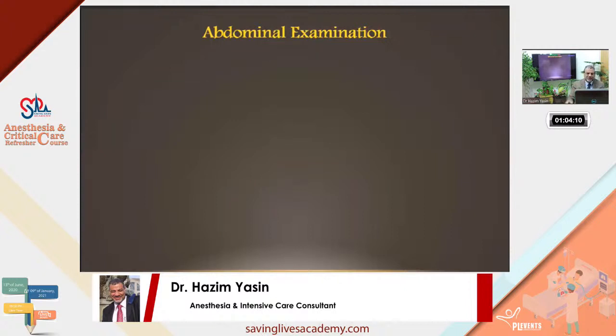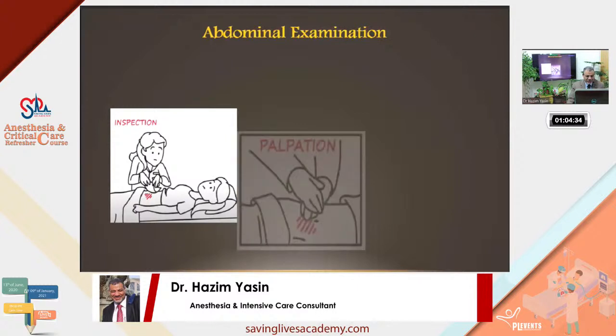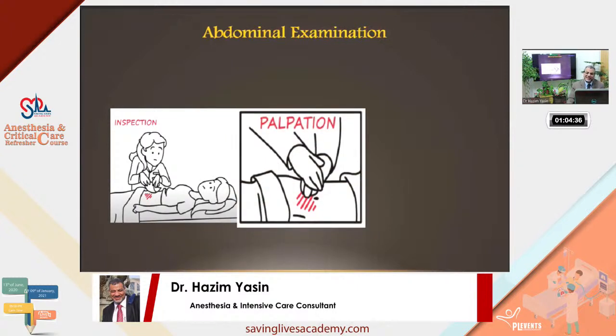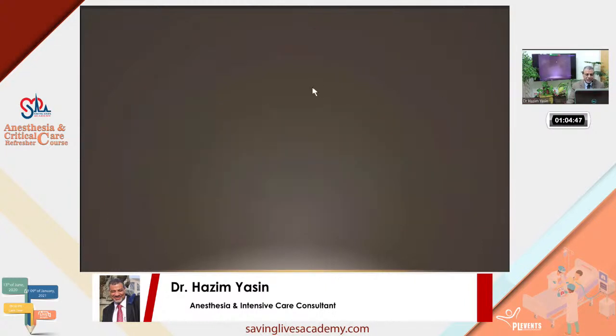Of course, the patient will have two big IV lines, and we will connect the ECG monitor, the pulse oximeter, and the capnography, and we will give colloid 1 liter fast. After the chest examination, we will do the abdominal examination by inspection, palpation, auscultation, and percussion, and we will need a FAST examination, which is focused assessment with sonography for trauma.